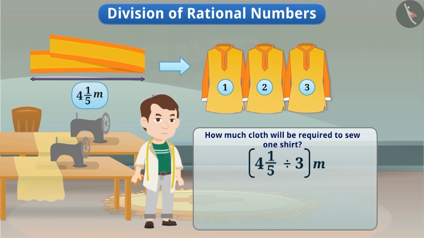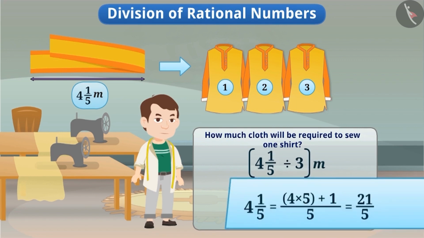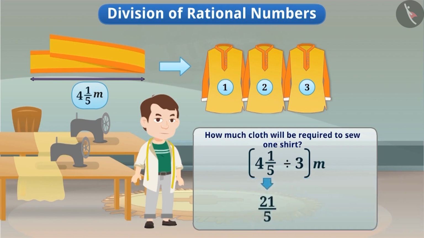We can express 4 1/5 as 21 by 5. Now, we will divide 21 by 5 by 3. Can you tell how we will do this division? Think for a while.